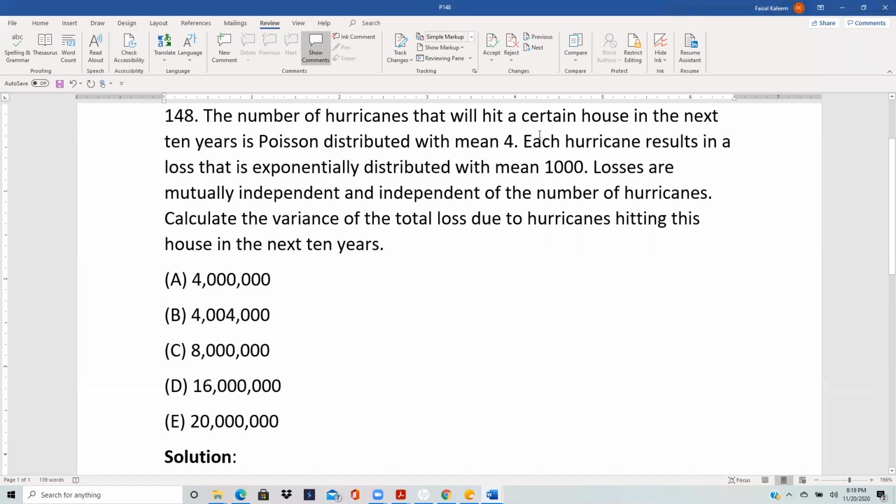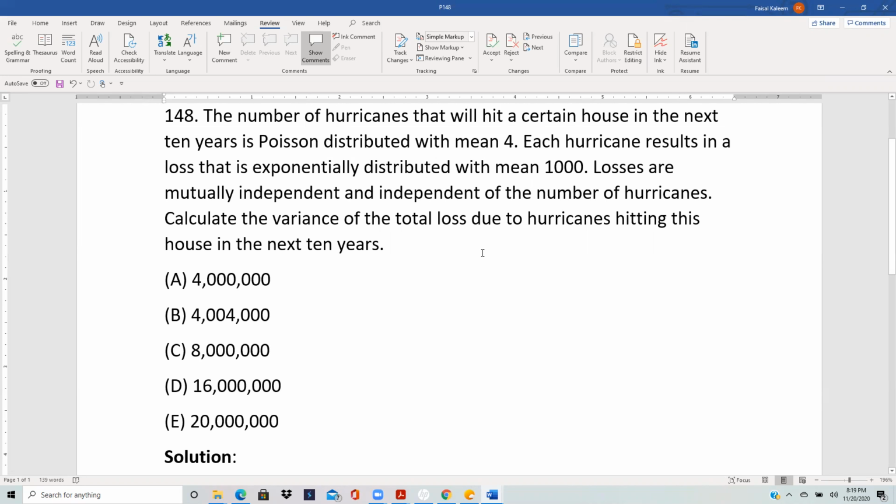The number of hurricanes that will hit a certain house in the next 10 years is Poisson, mean 4. Each hurricane results in a loss that is exponential, mean 1,000. Losses are mutually independent and independent of the number of hurricanes. Calculate the variance of the total loss due to hurricanes hitting this house in the next 10 years.